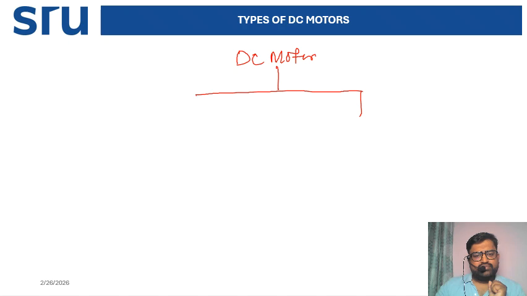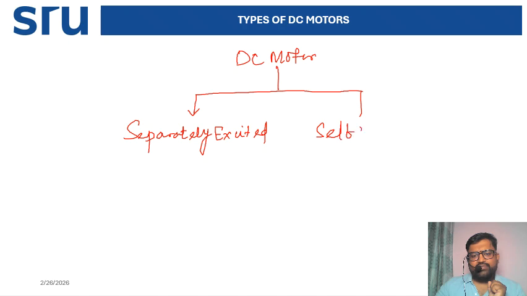One is self-excited, another one is separately excited. If I write it here, the DC motor is broadly divided into two parts: one is separately excited, another one is self-excited. Then self-excited is further divided into three parts.